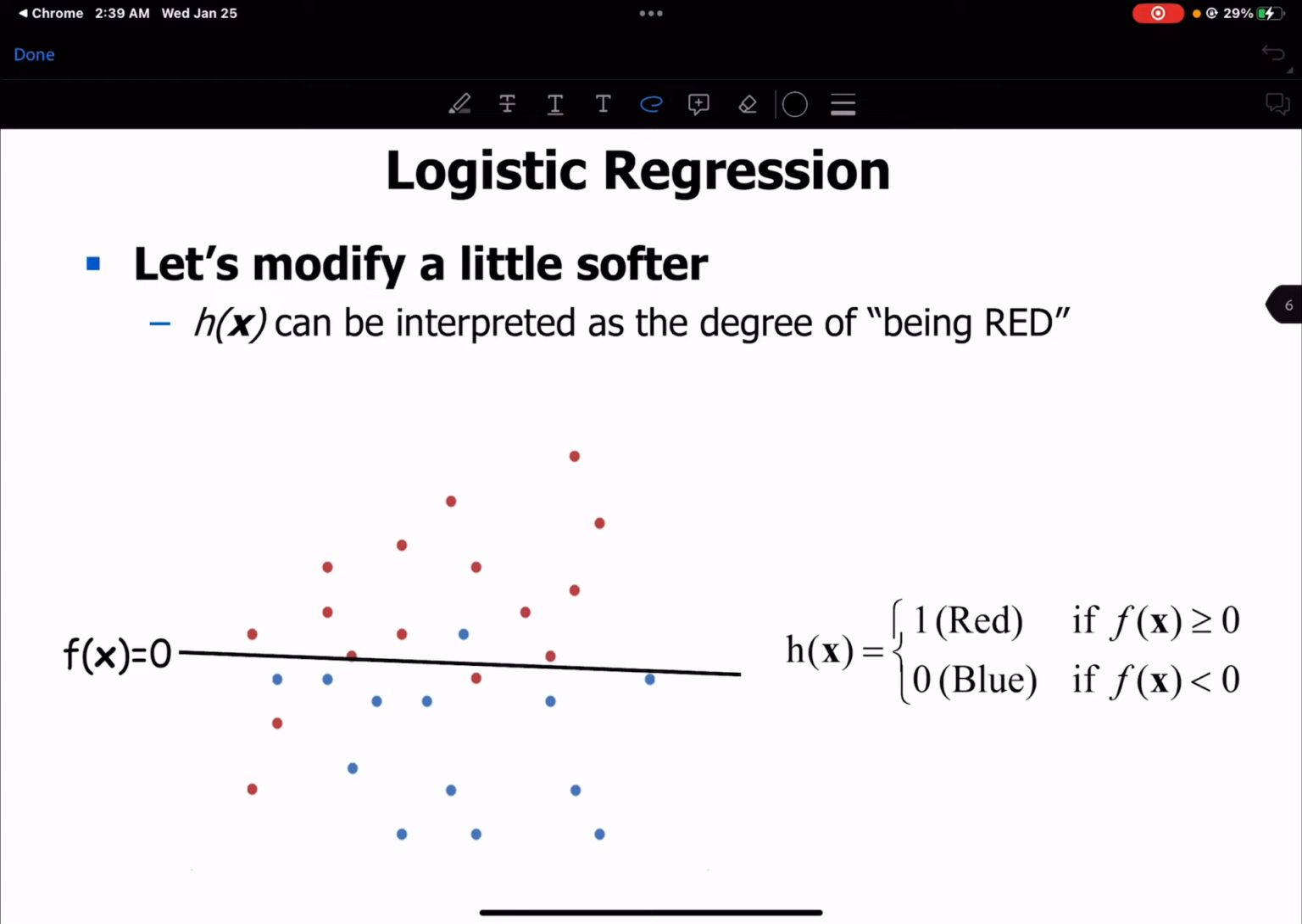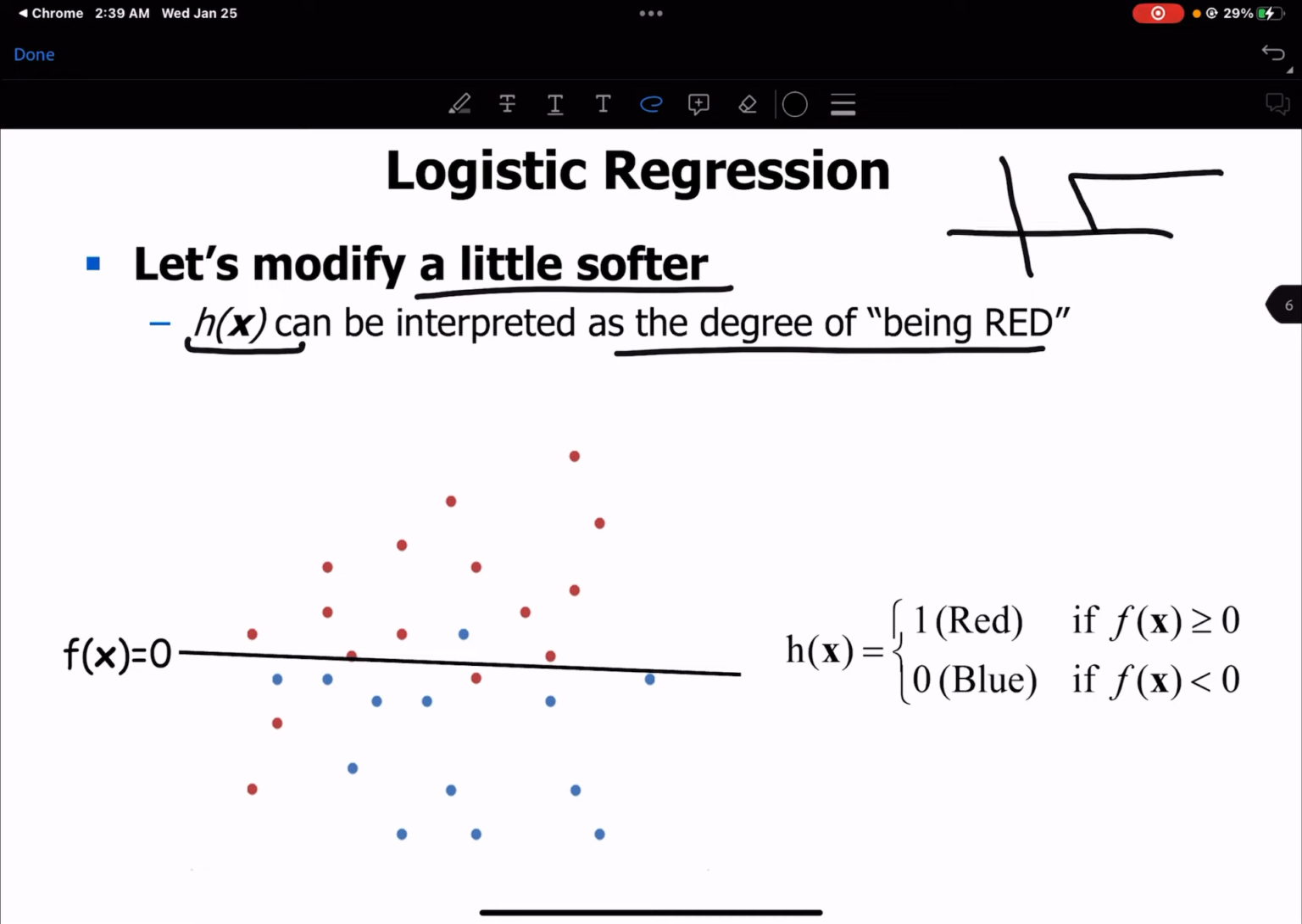But we want to make it a little softer, and I will tell you the reason in some time why we are doing this. So we can say h of x can be interpreted as the degree of being red. We are doing this because of this hard boundary for 0 and 1: either you are here or there, either you are healthy or unhealthy. What about a person who is slightly unhealthy? What about a person who is very unhealthy? If he is slightly unhealthy, how do we define that here?